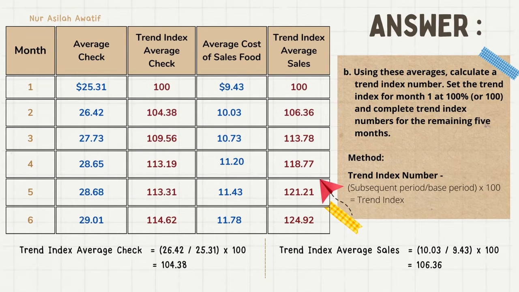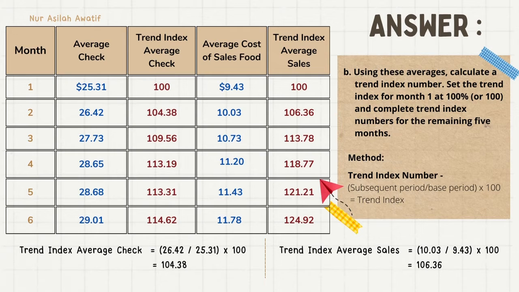Assalamualaikum, my name is Nur Asila Awatif and I will continue to give the solution for question B. Using this average, we need to calculate a trend index number. Set the trend index for month 1 at 100% and complete trend index numbers for the remaining 5 months. So, the method we use is subsequent period divided by base period and times by 100, and it will get the trend index.